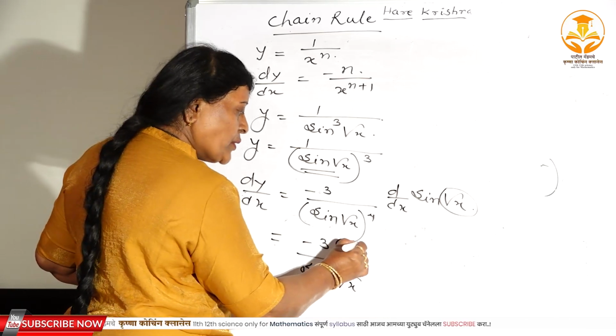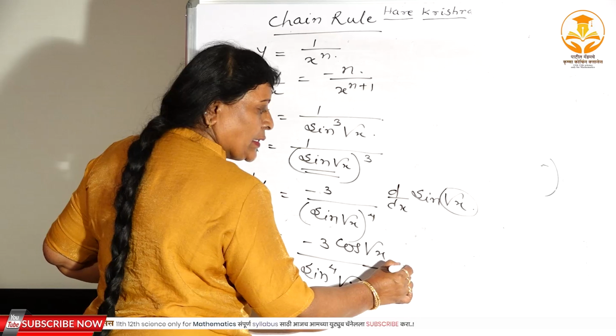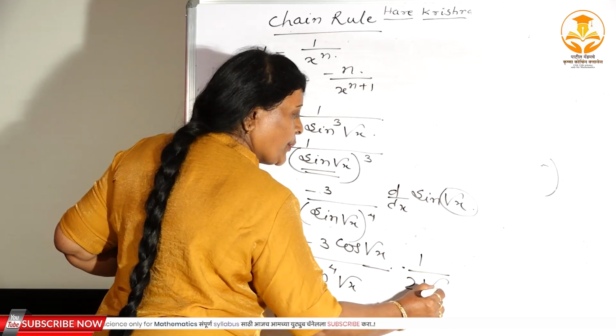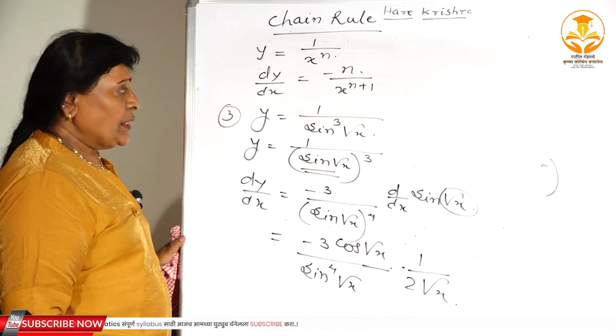The derivative of sin u is cos u, means cos root x, and again the d dx of root x is nothing but 1 upon 2 root x, isn't it? Therefore in this way you can do this problem.